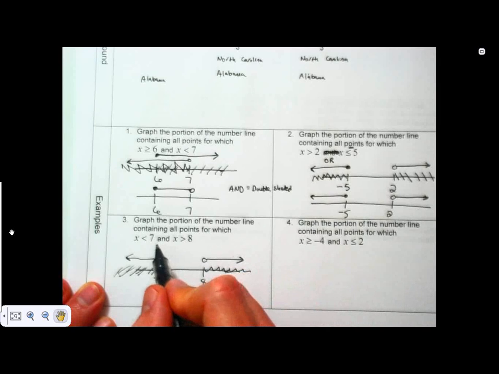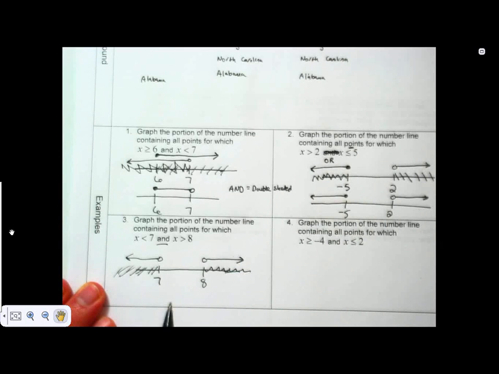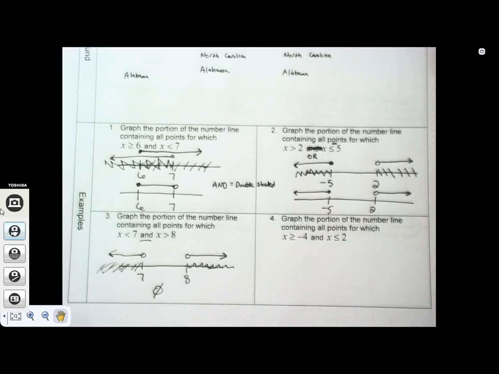Okay, but now notice I'm supposed to combine the two sets using the word and, so I'm looking for the numbers that have been double shaded, the numbers that meet both conditions. Well, there are no numbers that are double shaded, so my answer here is the empty set. I wouldn't graph anything. So my final graph would just be blank.